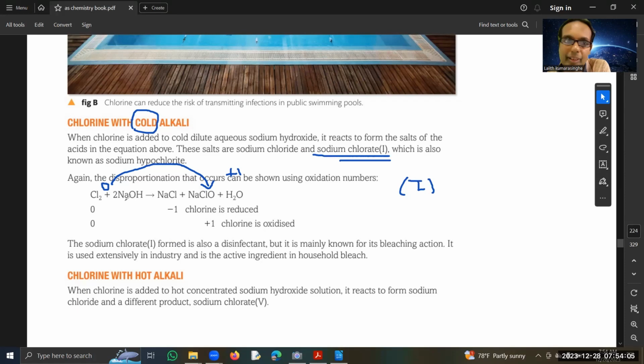Okay. Meanwhile, as usual, now this is like an acid-base reaction. Salt and water will be there. So the usual acid-base reaction, an acidic gas reacting with the base. So salt and water is there. And additionally, sodium chlorate(I) will be there. The other one.